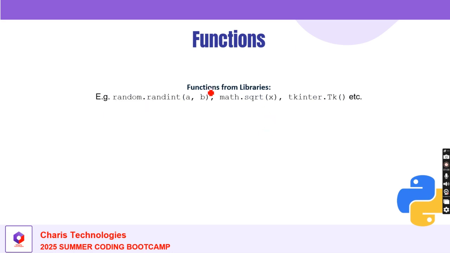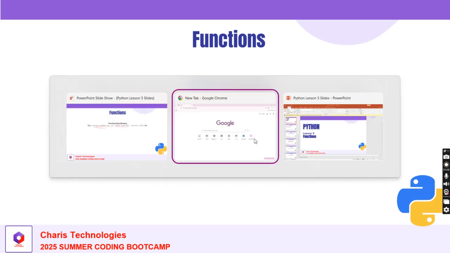We also have functions that are imported from libraries. When you import a library, that function comes with it, like the random.randint function, which is used to generate random integers within a range. Whenever you import the module random, or the library rather, modules can also be called libraries, this random integer function comes with it. Then the square root comes with the math library. Let me explain what I'm trying to say.